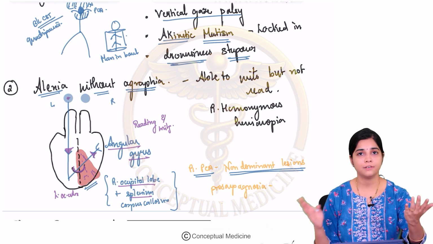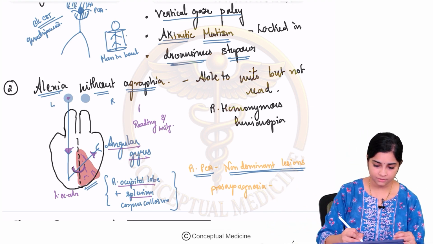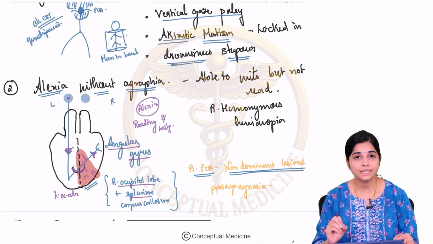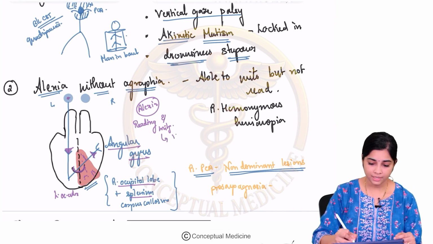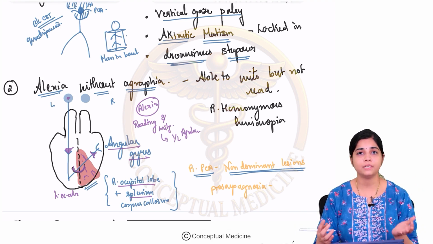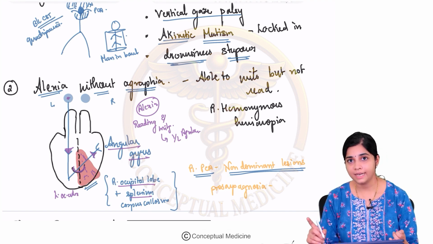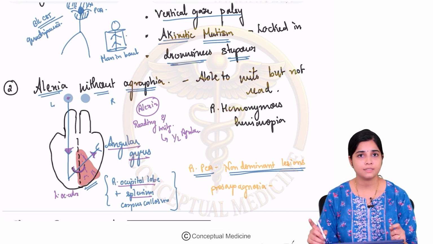What you are reading on the left side cannot go to the right side. So there is alexia, correct? But writing is brought about by the ipsilateral angular gyrus. You do not require any crossover for writing, right? So the angular gyrus is intact here. Because the angular gyrus is intact, your writing is intact.